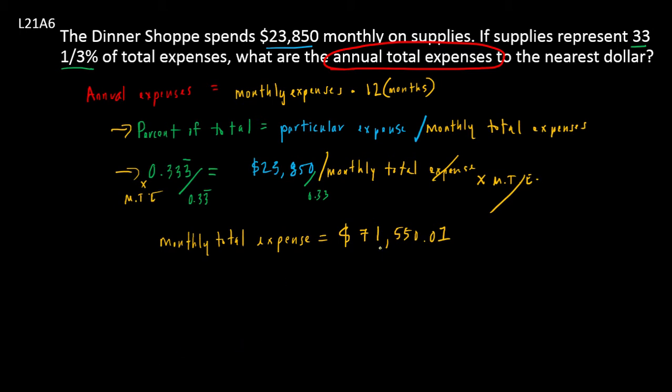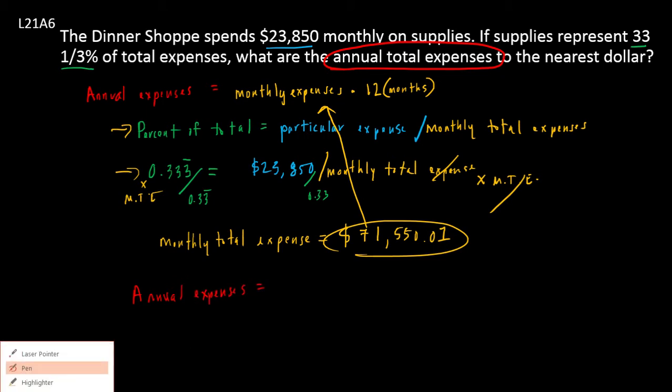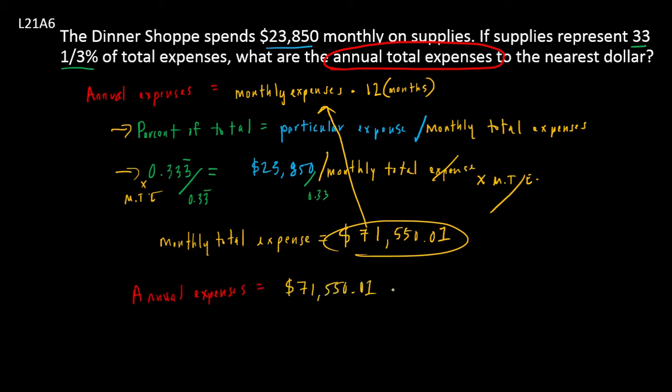Now I can plug that monthly total expense into my annual expenses equation. So my annual expenses are going to be equal to my monthly expense of $71,550.01 multiplied by 12. My annual expense then is equal to $858,600. So again, a quick recap.